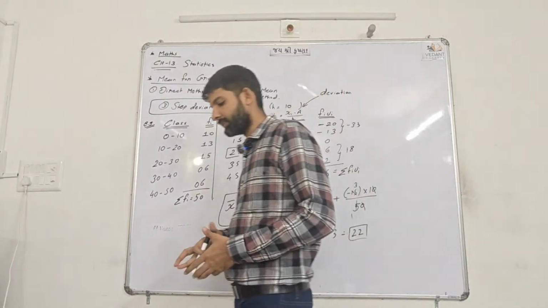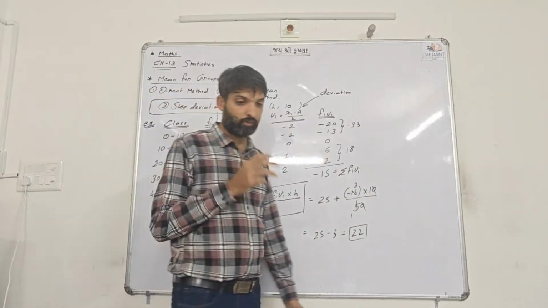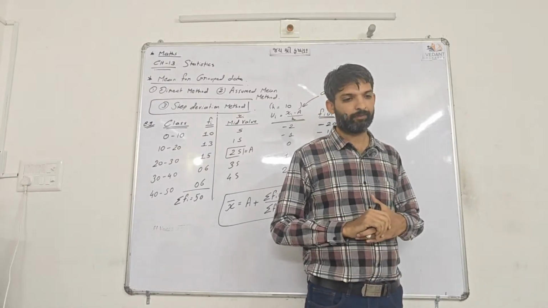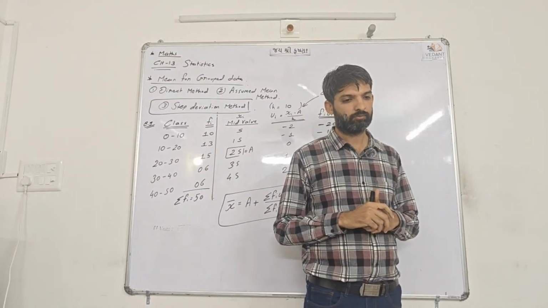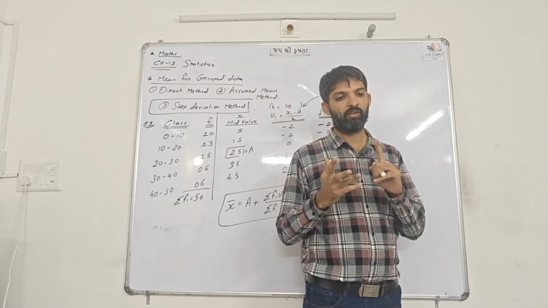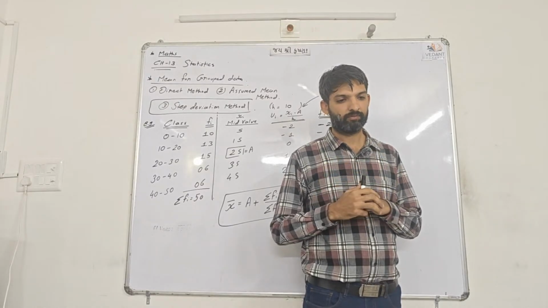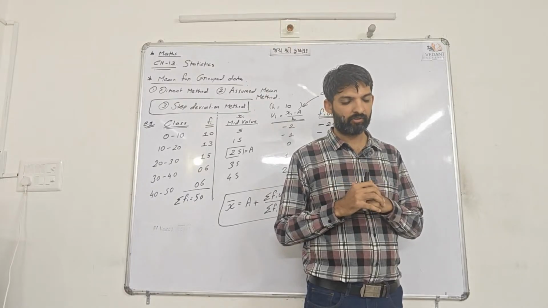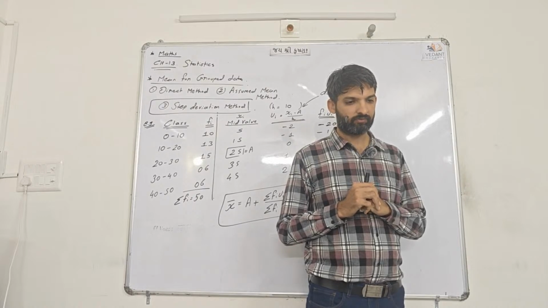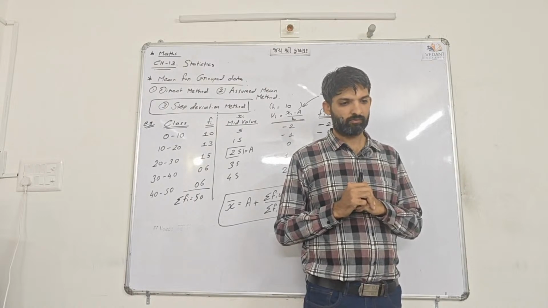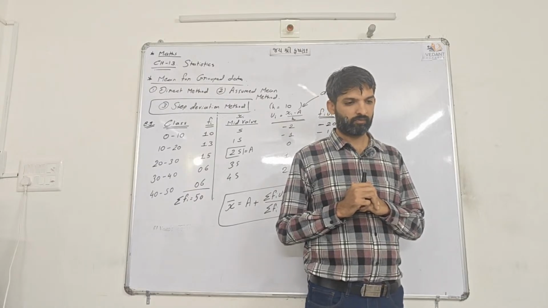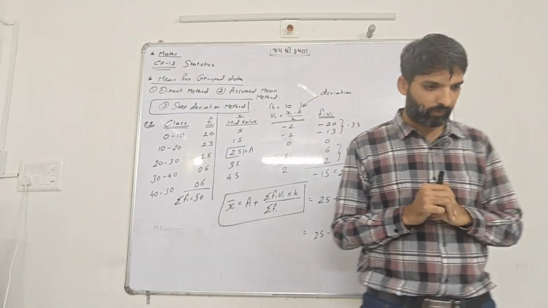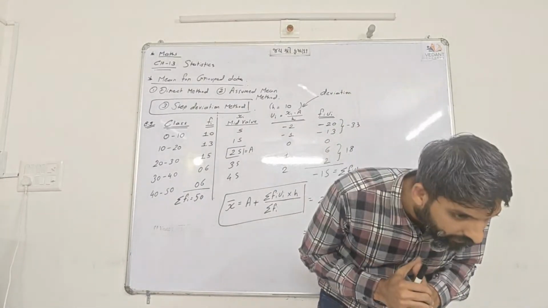So I hope these methods are clear, all three. Okay, write your view in the chat box. Which of these three methods is easy? Let me know. Which method is easiest? Direct, assumed mean, or step deviation? Okay, someone is saying third, someone is saying first.